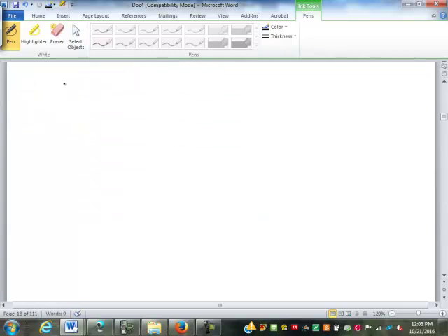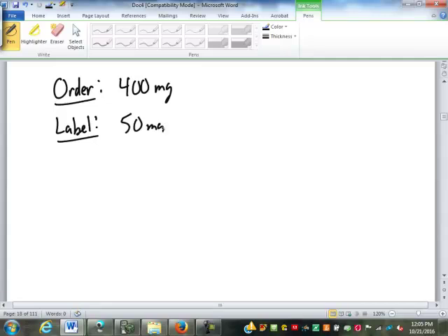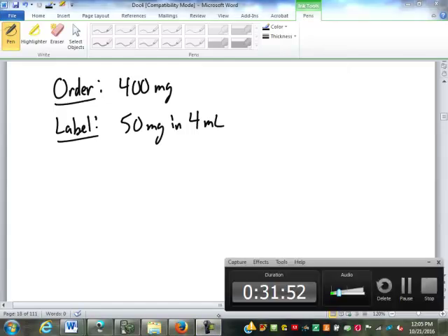Or let's say we've got an order to administer 400 milligrams to the patient, and our label states it is constituted to 50 milligrams in 4 milliliters of solution. Again, go through quick and use the proportion method to find how much to administer to the patient.